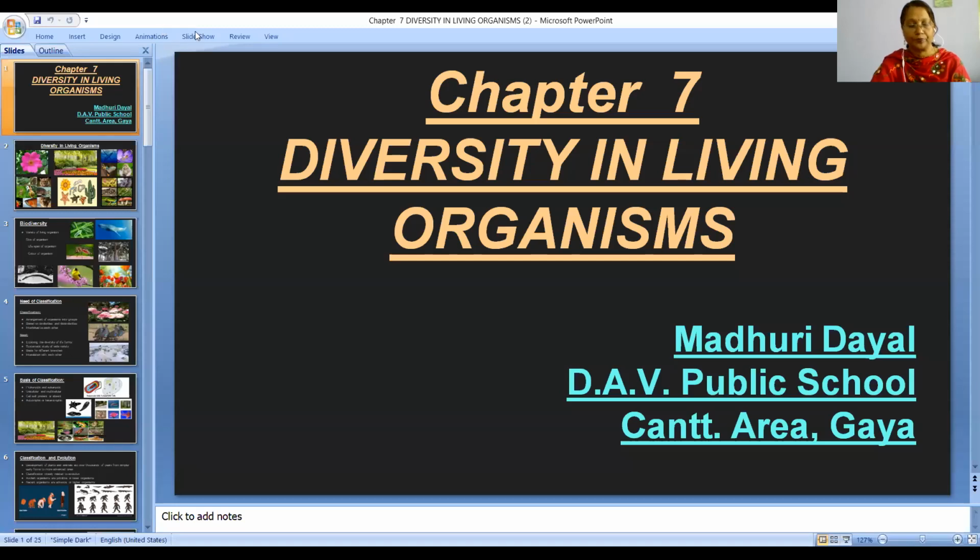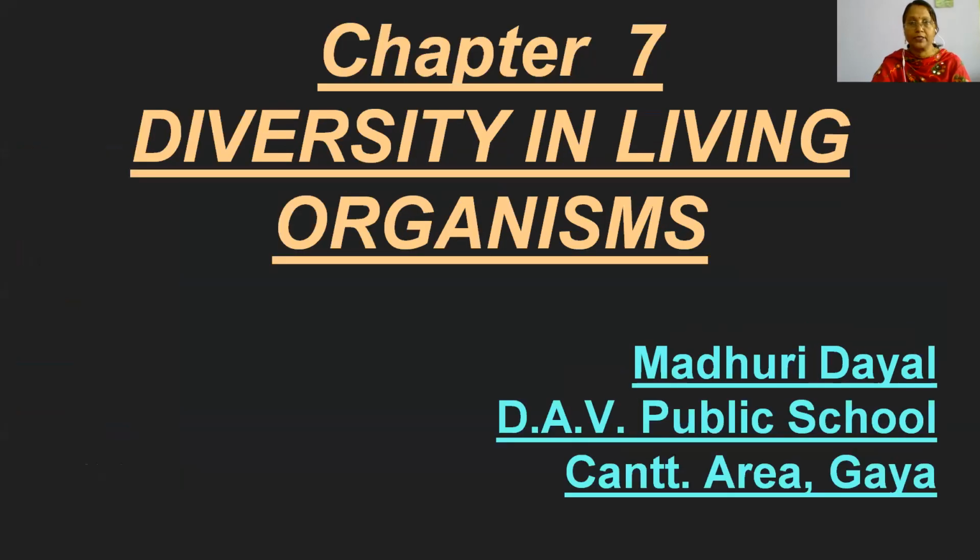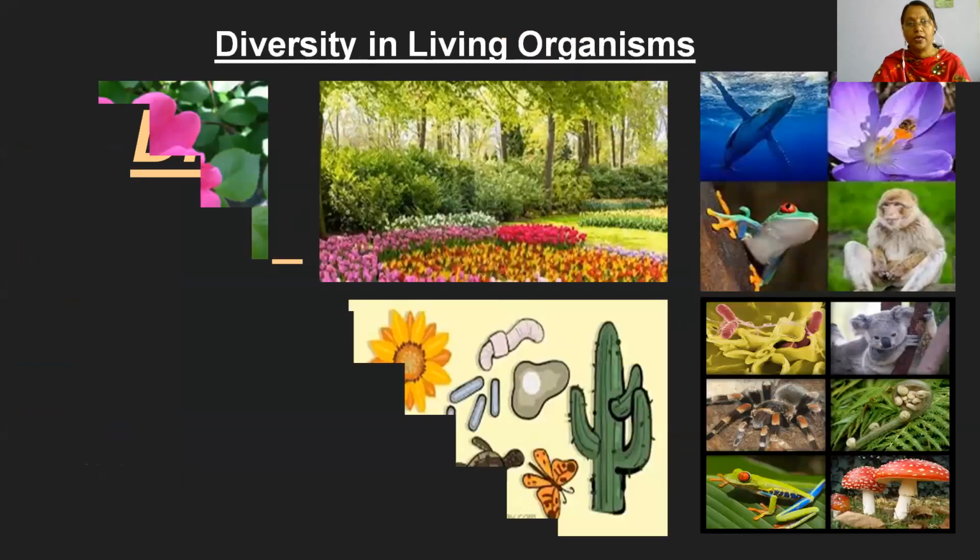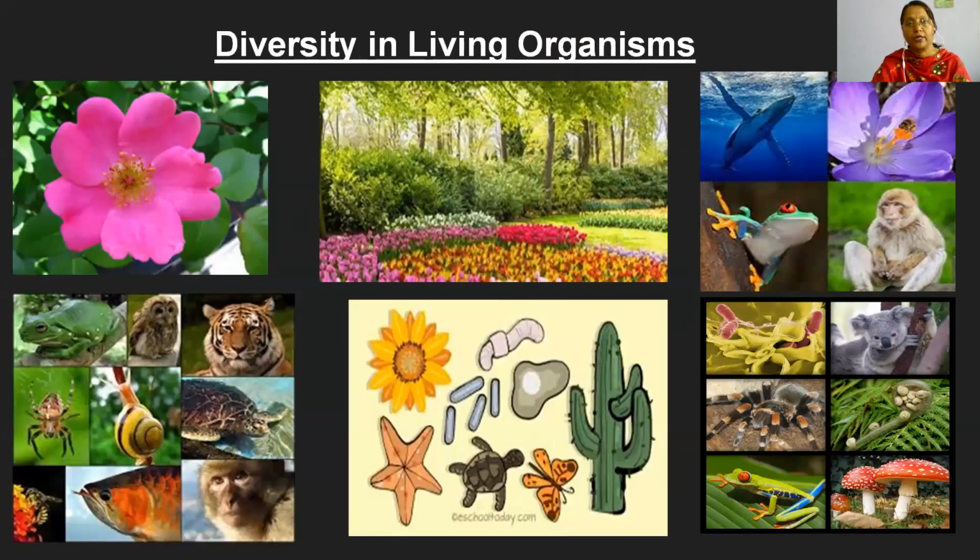It's me, Madhuri Dayal. Today we will discuss the chapter Biodiversity in Living Organisms. This is a very interesting chapter as it comprises a bewildering variety of life forms. In this chapter, we will see how microorganisms, plants and animals have evolved, and according to their characteristics, how they are categorized into different groups.